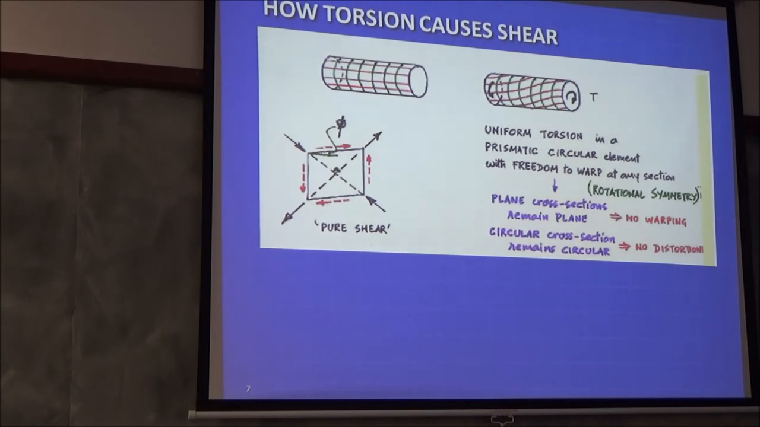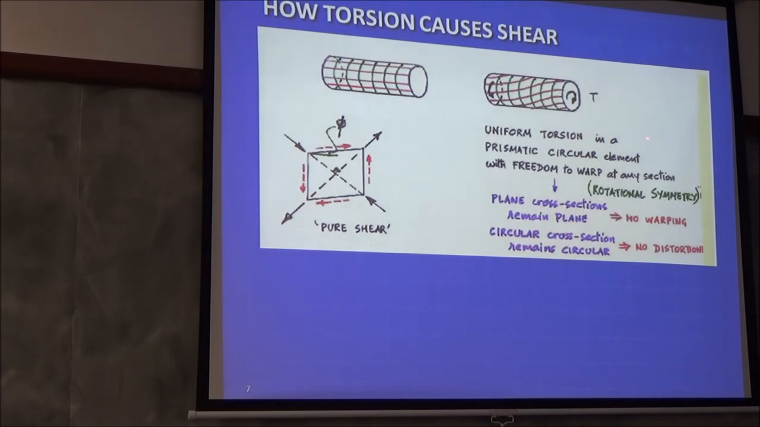Have you understood? This condition is called pure shear. These are the principal directions, and tangentially you have shear. So if you have equal compression and tension, then in the other direction you have pure shear.